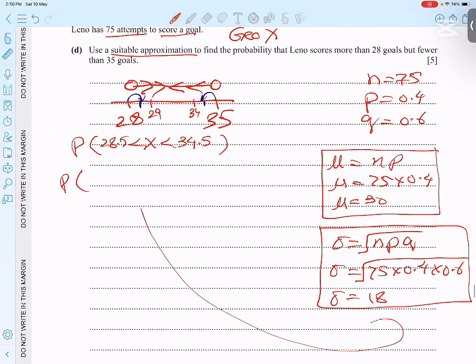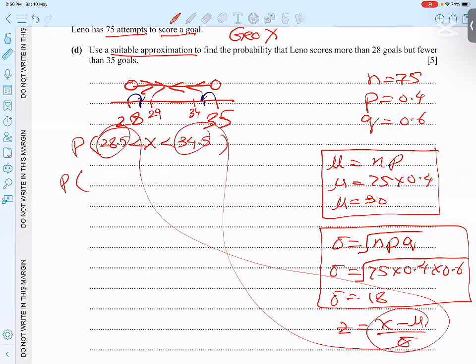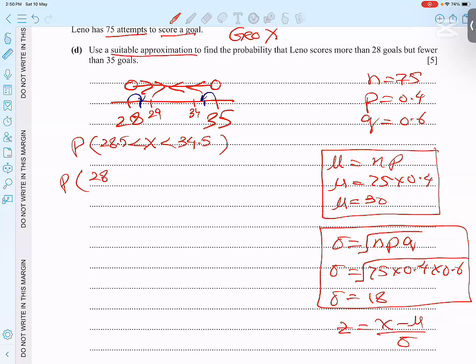Now how to convert it and do the rest? We have a special formula we have used many times: X minus mean, divided by deviation. This formula I will implement here and here. So let's apply. This is X, mean is 30, deviation is 18. And at the same time, immediately, X converts to Z. 34.5 minus the mean, which is 30, over the deviation 18. And now I'm just getting the decimal values.